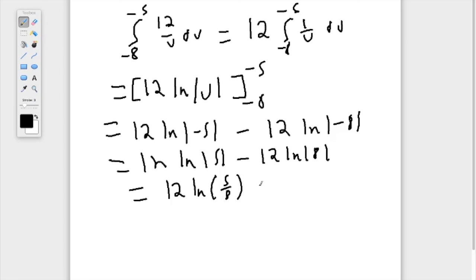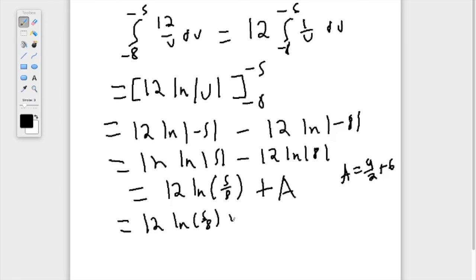But remember, we still have our result from the previous integral that we evaluated. Remember our a value, so we're going to have to add a, and a was 9/2 plus 6. So your final answer is 12 ln 5 over 8 plus 9/2 plus 6.